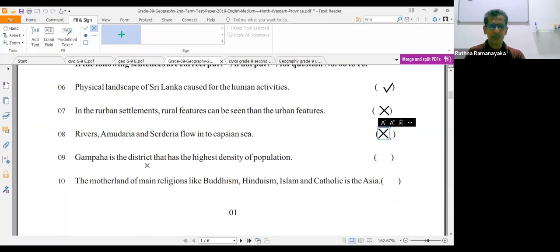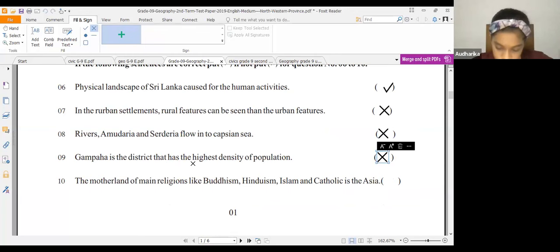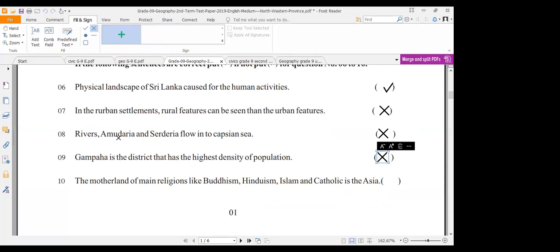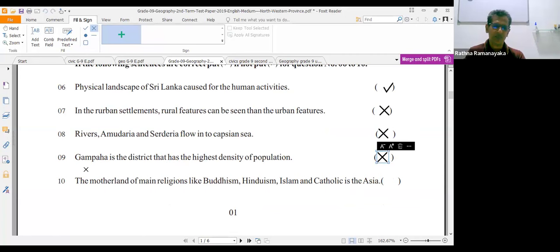Gampaha is the district that has the highest density of population. False. Which district has the highest density of population? Colombo. Yes, Colombo district has the highest density of population.